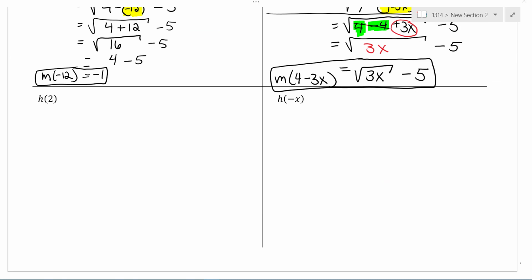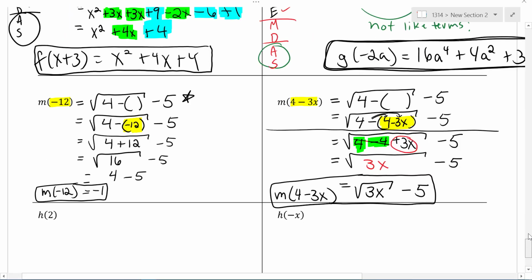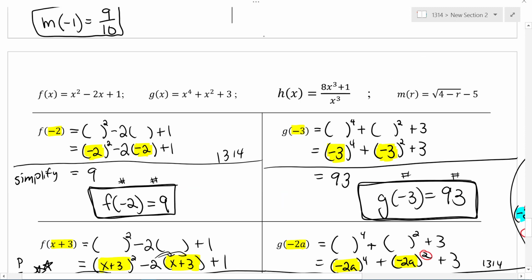All right, so our last two examples of function notation are h of 2 and h of negative x. Both of these are using the same function h. So let's go up to the top and see what is equation h. So h of x is equal to 8 times x cubed plus 1, divided by x cubed. One thing I'm going to mention here is that we know from our pre-algebra days that we are not allowed to cancel out the x cubes.